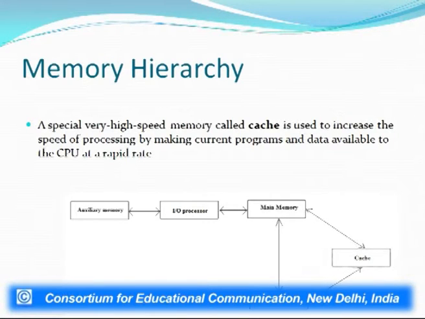Now, you can see here a special very high speed memory called cache is used to increase the speed of processing by making current programs and data available to the CPU at a rapid rate. You can see here the auxiliary memory, the input output processor, the main memory, cache, and it's connected with the CPU, that is central processing unit.